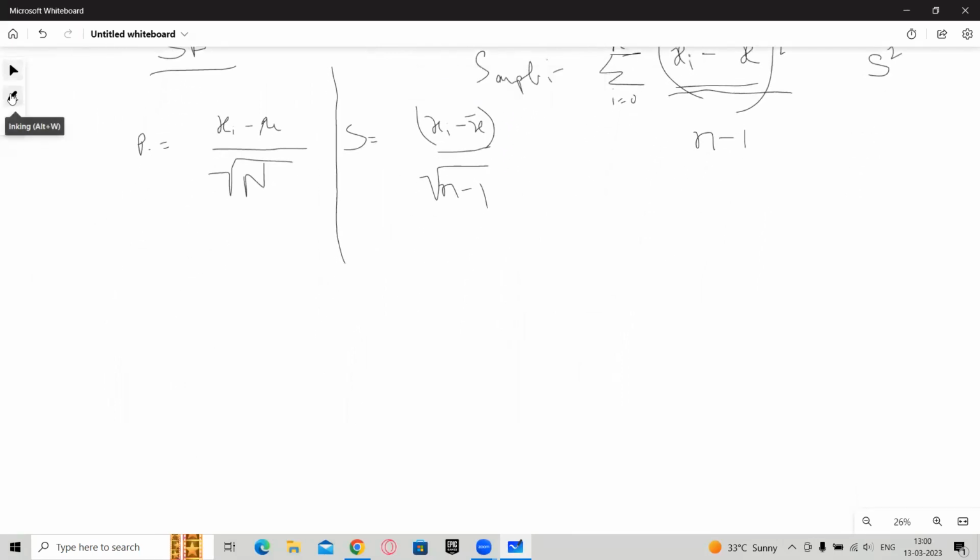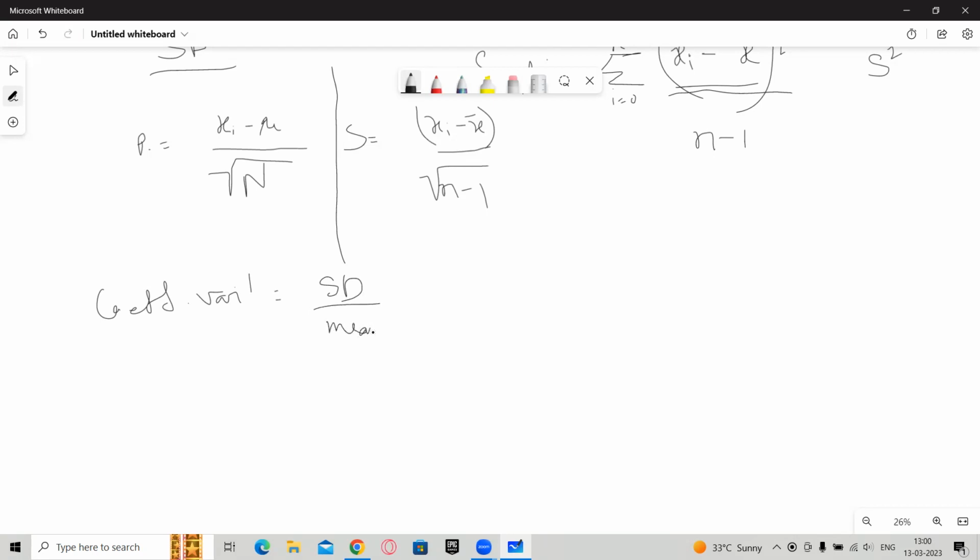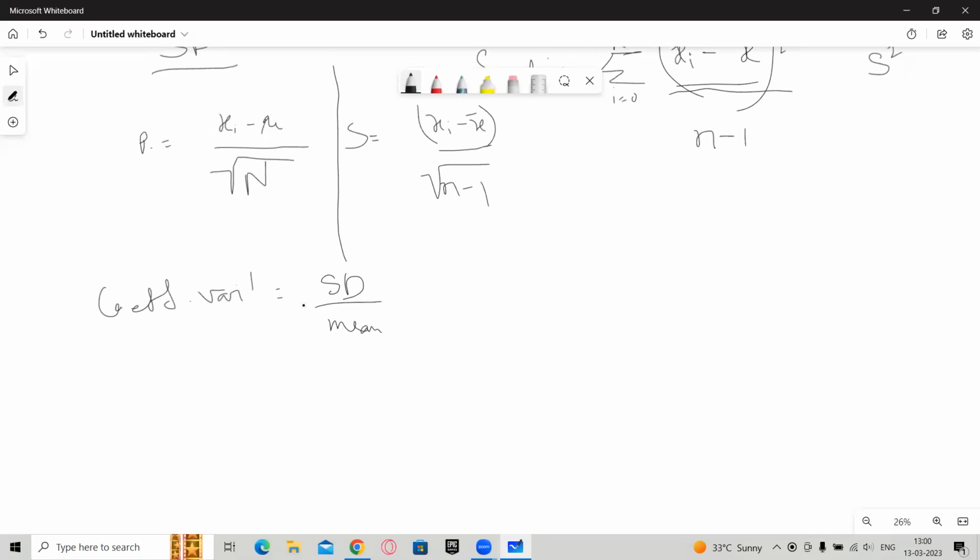There is one more term people sometimes ask about: the coefficient of variation. The coefficient of variation is the standard deviation represented in terms of the mean. How large the standard deviation is in comparison to your mean gives you the coefficient of variation. For a population, it is sigma divided by mu, times 100, which gives a percentage. For a sample, it is s divided by x bar, times 100. This is the coefficient of variation.